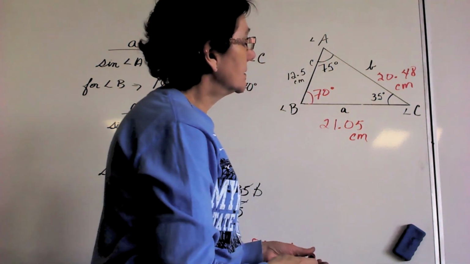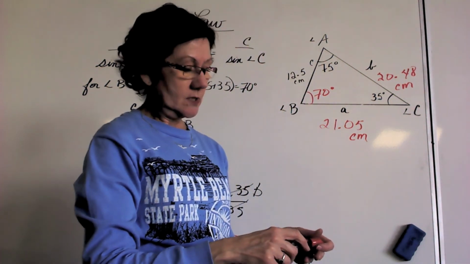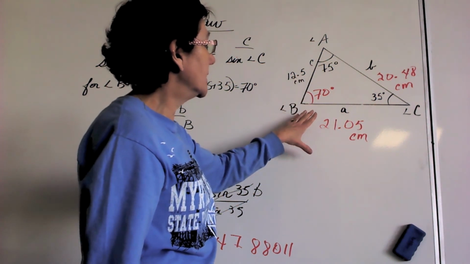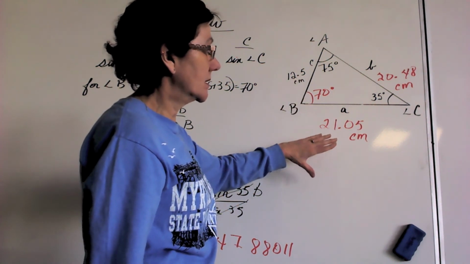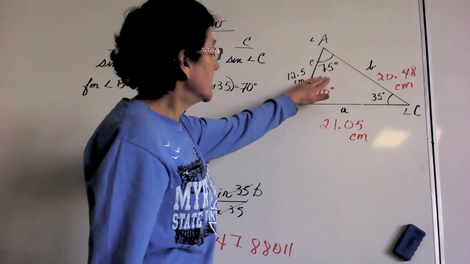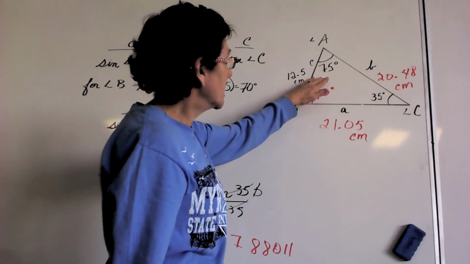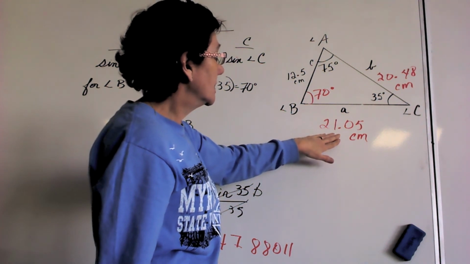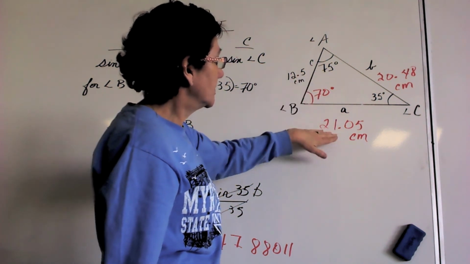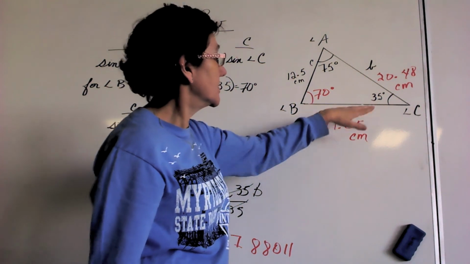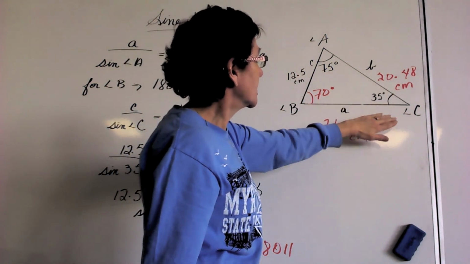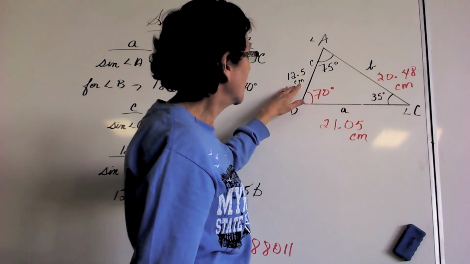At this point, there's one more thing you need to do before you consider your question complete. You need to do a quick mental check. Does this make sense? Our biggest angle is 75 degrees. Its corresponding side should be our biggest side, and 21 is our biggest side. This one is 70 degrees. It's our second one. Our smallest angle corresponds to the smallest side.